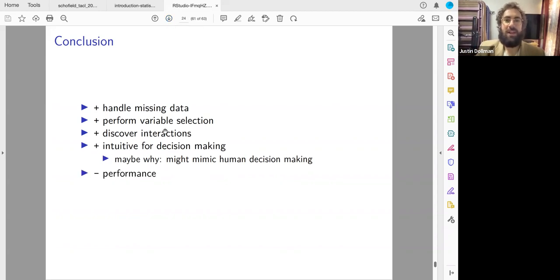And then the biggest downside they mention is that performance can be low, which is going to be the subject of next week's presentation. Remedying the not great performance is going to be the subject of next week's presentation. And with that, I conclude.